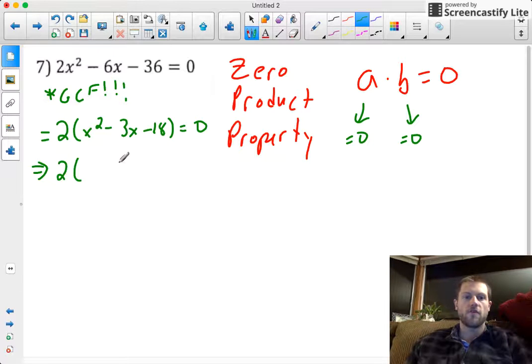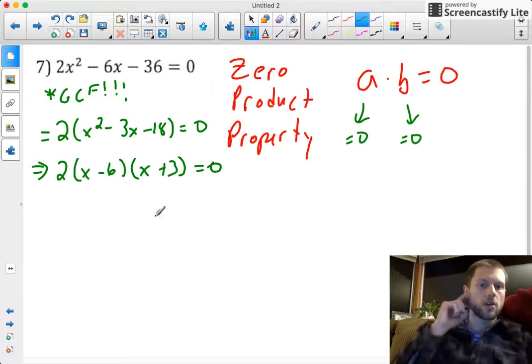And that's going to factor into looking for two numbers that multiply to negative 18 and add to negative 3. So that's going to be, I think, a negative 6 and a positive 3. So my factors will be x minus 6 and x plus 3. This is still equal to 0.